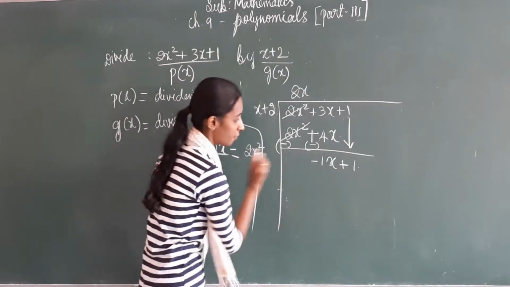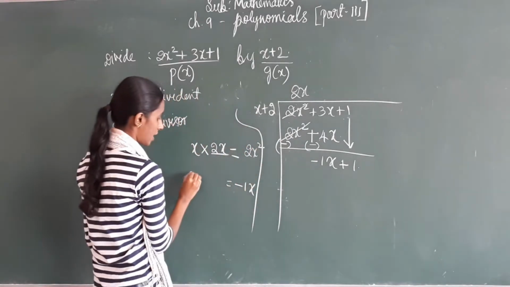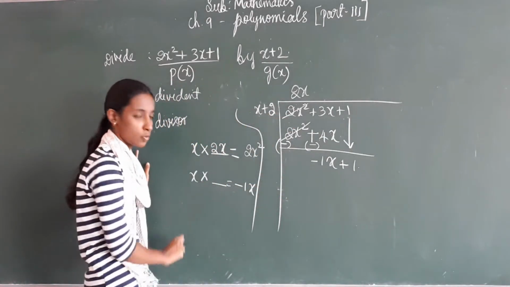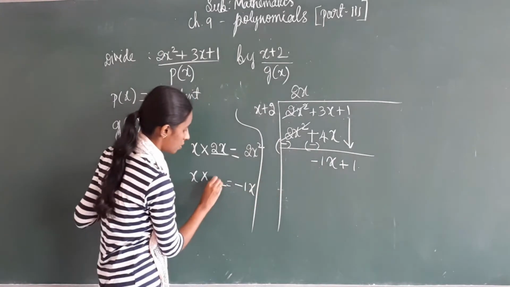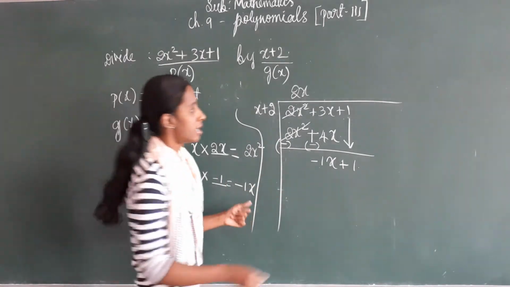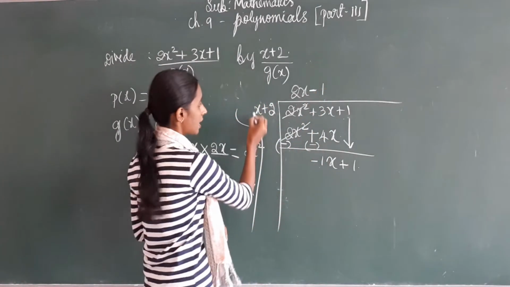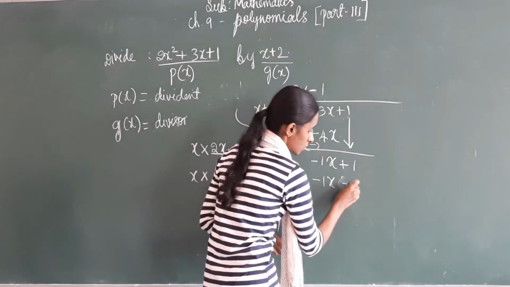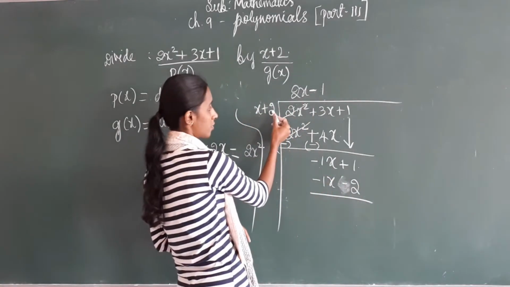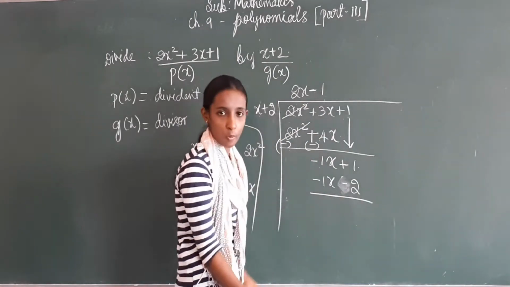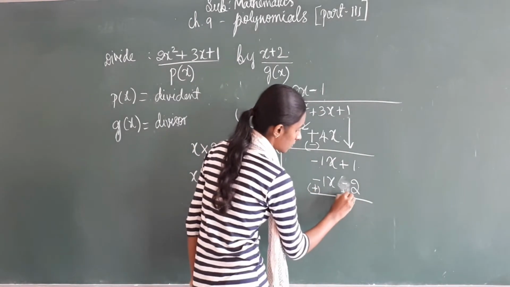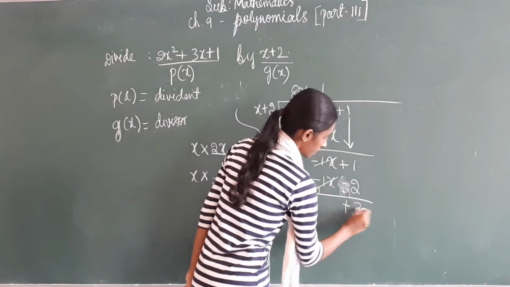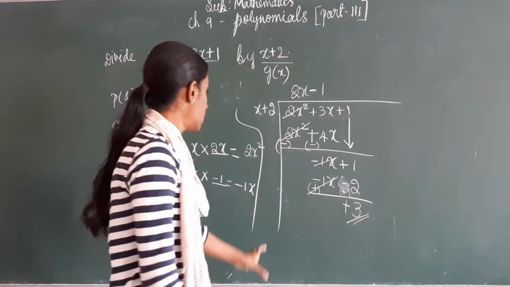Next step, here you have minus 1, here you have x. x into some number should give you minus 1x. Which number is that? x into minus 1 is minus 1x. So can I write minus 1 here? Because x into minus 1 is minus 1x, plus 2 into minus 1 is minus 2. Again you have to multiply this with this, so plus 2 into minus 1 is minus 2. Next step is changing the symbols. So minus 1 plus 1 gets cancelled. So plus 1 plus 2 is plus 3. So this is how you will do division.